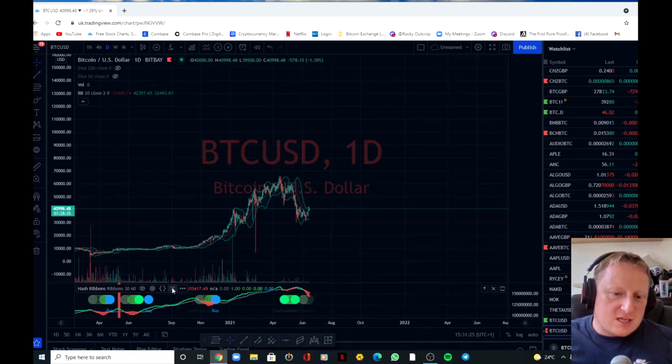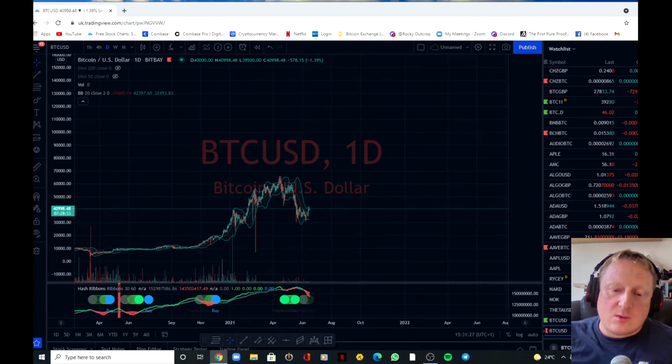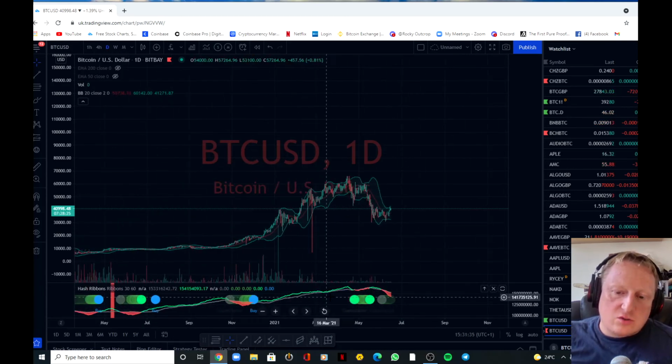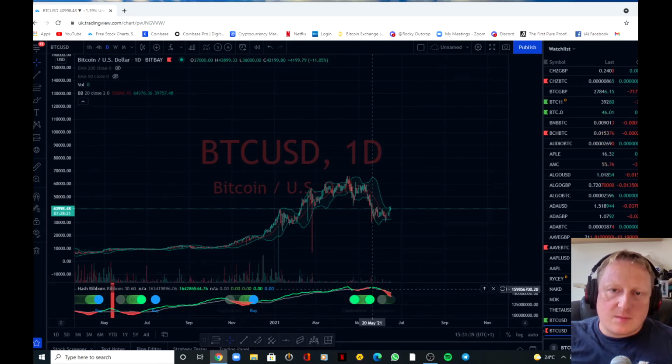I gave you the extra thing. Wasn't sure what it was that I was going to give you. It's the hash ribbons, and that's how you would use them to trade. Again, just to let you know what you've got. So you've got your buy signal. Your green areas here are when you get what they call miners' capitulation.